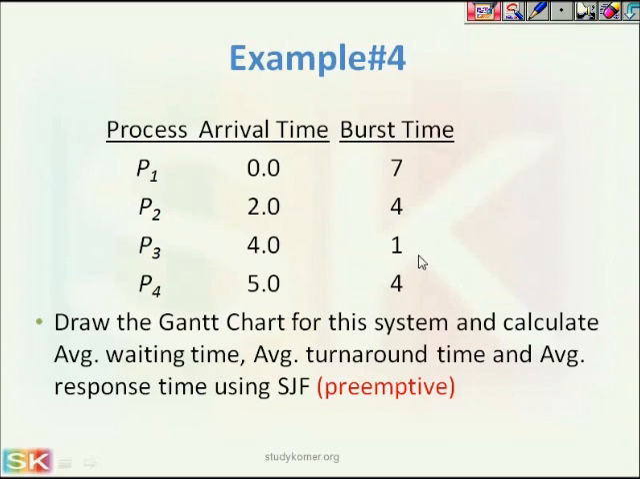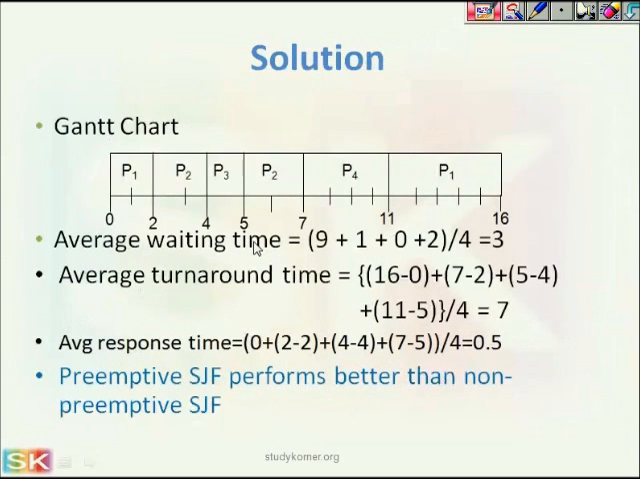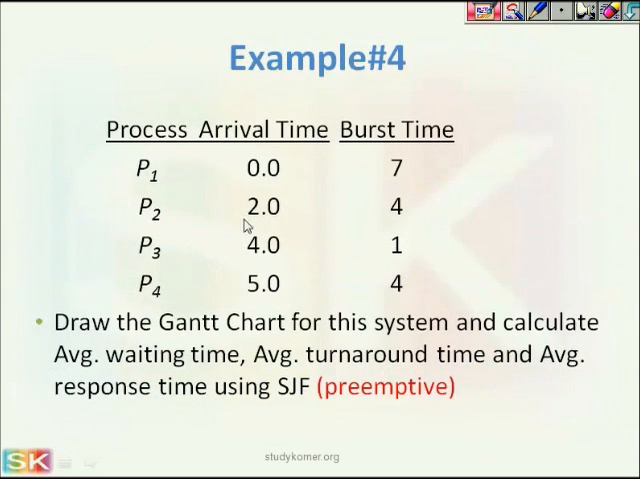and P3's burst time is 1 unit. So again P3 has higher priority than P2. So P3 will preempt process P2 at time 4, and its burst time is 1 unit. So it will be completed at 5. At 5, P4 is submitted, which has burst time 4.